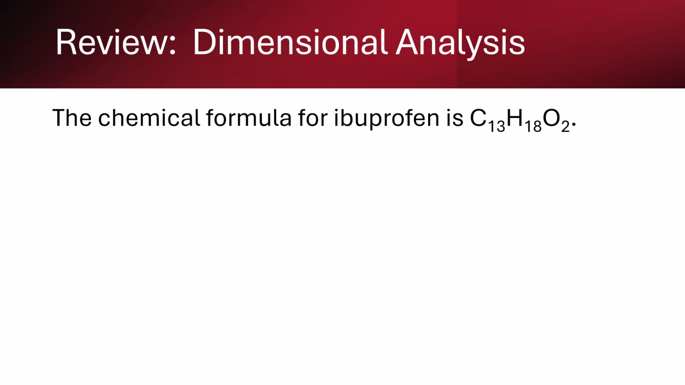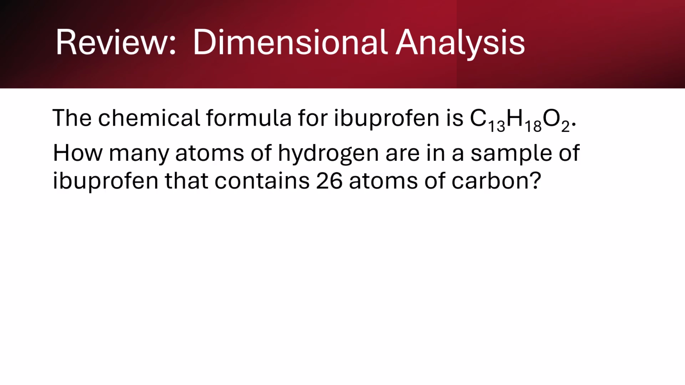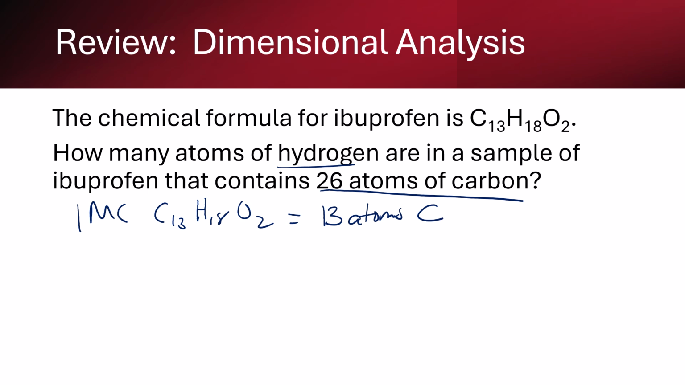But from previously, no matter what chemical formula I give you, so in this case, the chemical formula for ibuprofen is C13H18O2. How many atoms of hydrogen are in the sample of ibuprofen that contains 26 atoms of carbon? So I only really need to focus on carbon and hydrogen. So if I have one molecule of C13H18O2, there are 13 atoms of carbon for every 18 atoms of hydrogen. If it asked us for oxygen, I would add that on because then it would be 2 atoms of oxygen.